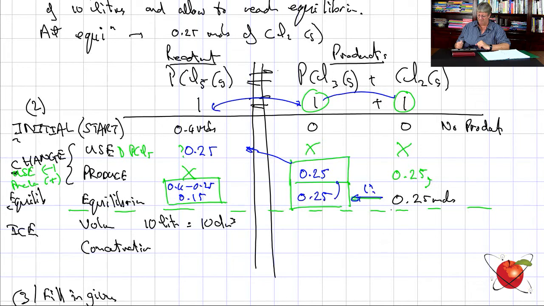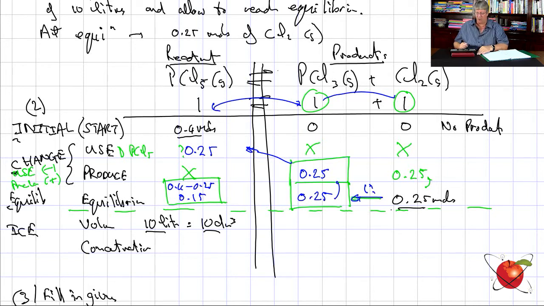Shall we go through it again? We drew the table: initial, or start; use or produce, which is change; and equilibrium. Underneath, I put in volume and concentration, just to remind me that I still have to do that section of work. Then I put in what I know. I've been told that I had 0.5 moles at the beginning. Sorry, 0.4. 10 liters is 10 decimeters cubed always. I had 0.25 of that.